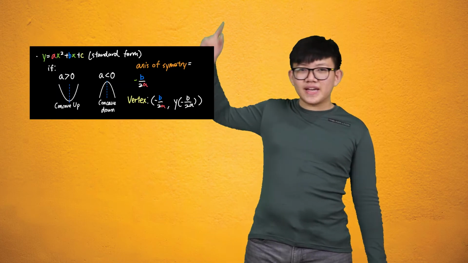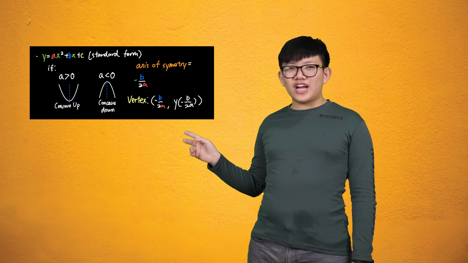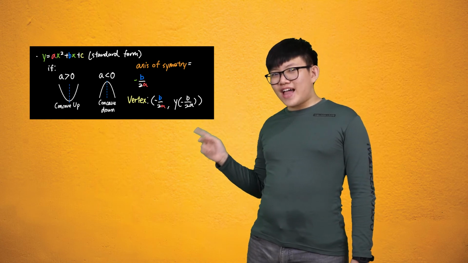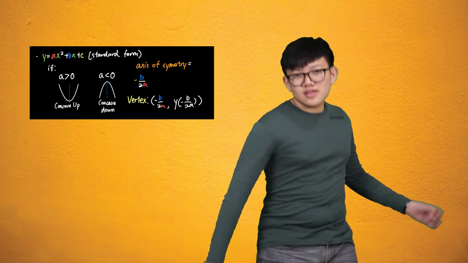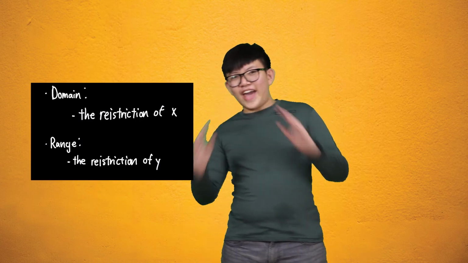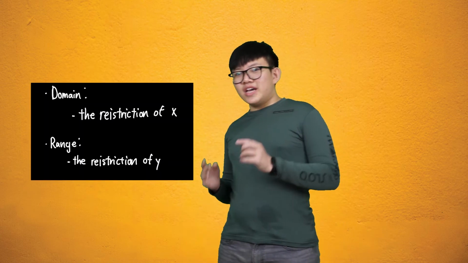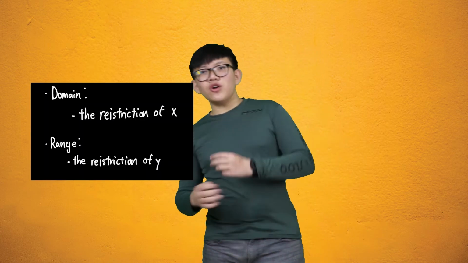You use negative b divided by 2a to find the vertex, the center point of where the curve is happening. This kind of echoes absolute value, but absolute value is linear. This is quadratics. Now, the domain is the restriction of x, and the range is the restriction of y. And here are all the restrictions.